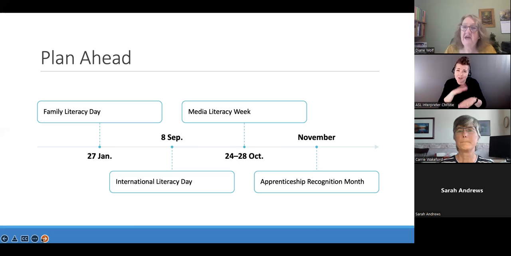A plan also helps you look for a variety. Are we doing the same thing? I've got Family Literacy Day, International Literacy Day, Media Literacy Week. How can we make sure that we're not doing the same thing over and over? What are we going to do so that our marketing for each event makes it feel fresh and not just a here we go again?